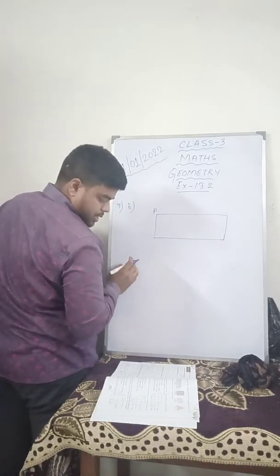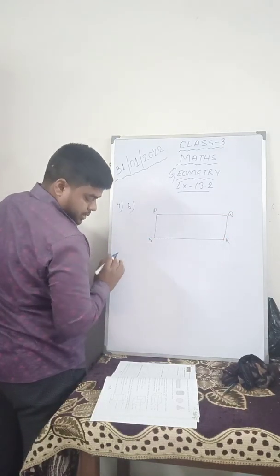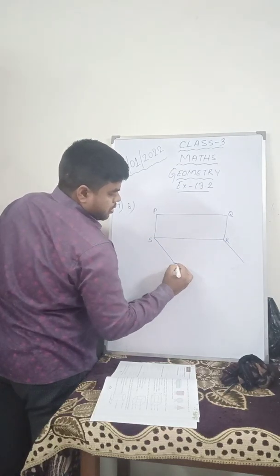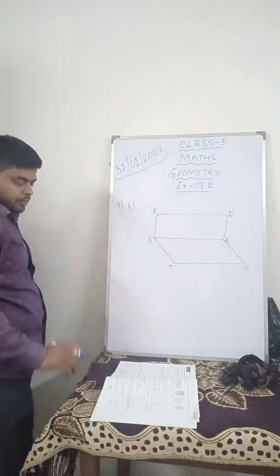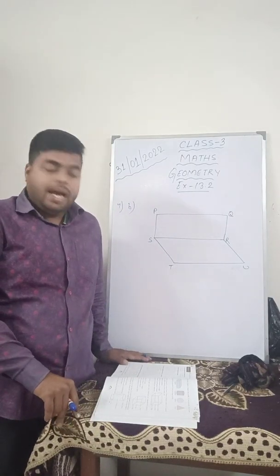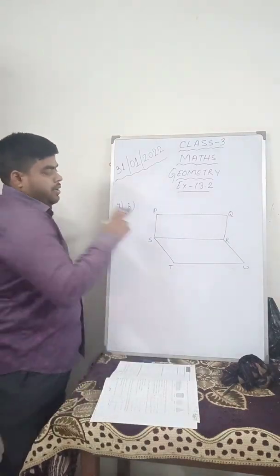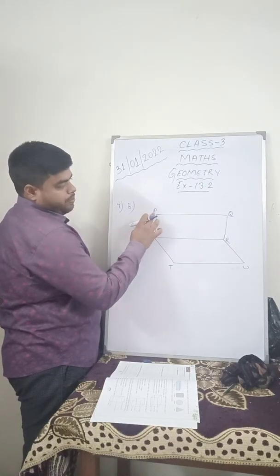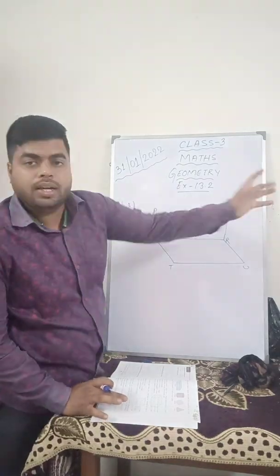Here P, Q, R, S, T, U. Now they have said first you have to identify which are parallel. And you see the parallel line symbol they have given you. I'll tell you. Now this line PQ is parallel to which line? This line? No. PQ is parallel to this one, SR. That means if these two lines are stretched further, they will not meet.